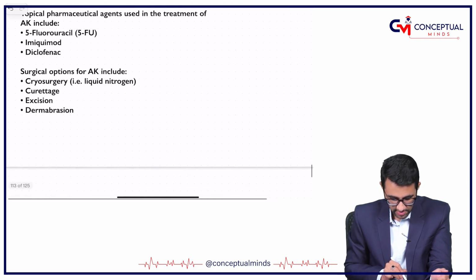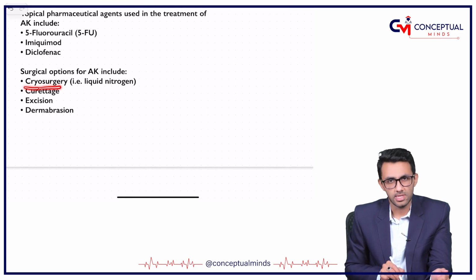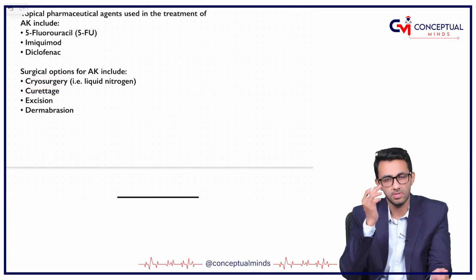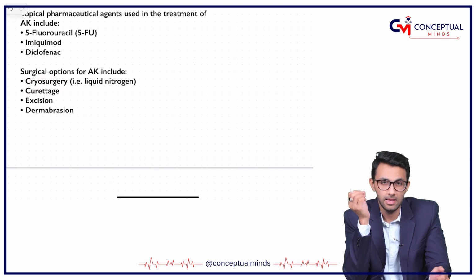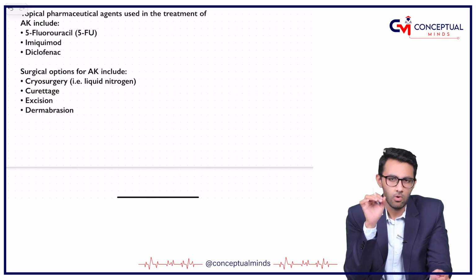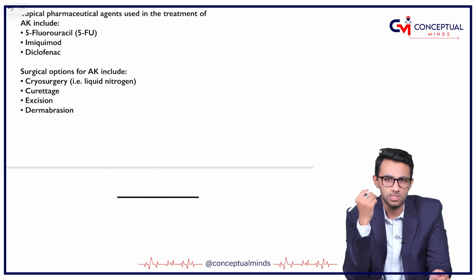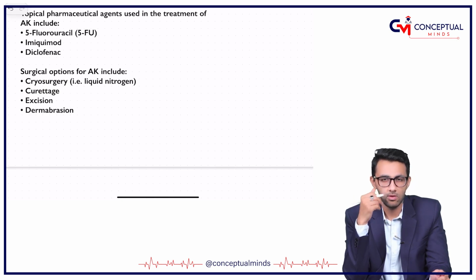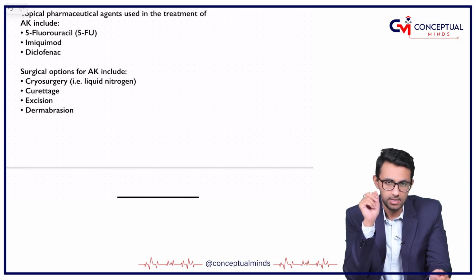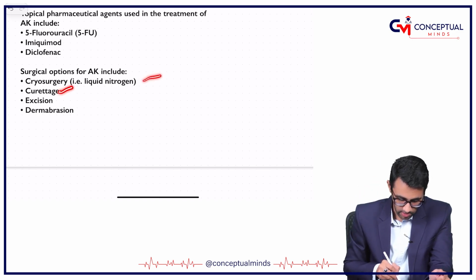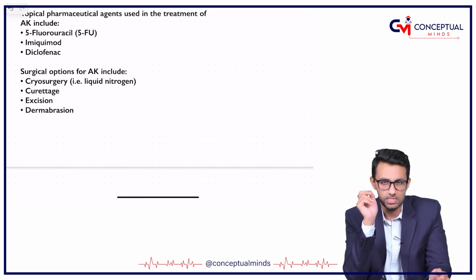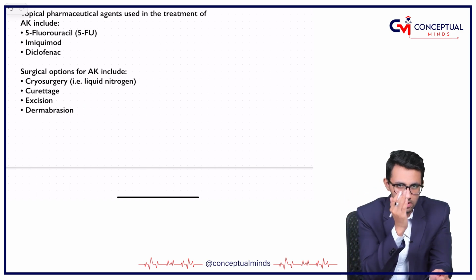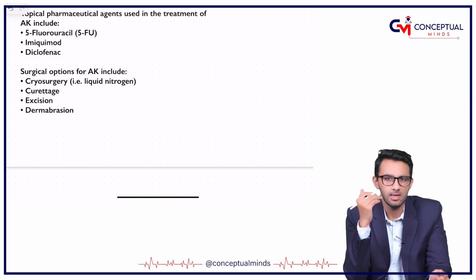Surgical options: we have cryosurgery, which we used for warts in this series as well. We can use cryosurgery, and we can also use electrocautery. We can do curettage, excision, and dermabrasion could be done as well. So we can just take off the layer of the skin of that particular area and help promote the regrowth of the skin there.